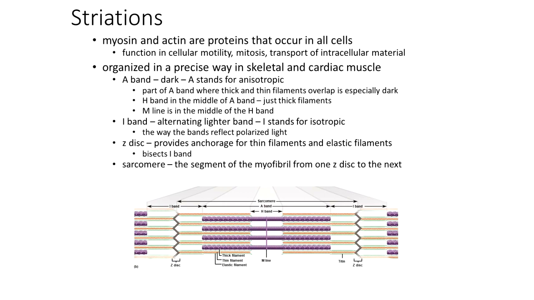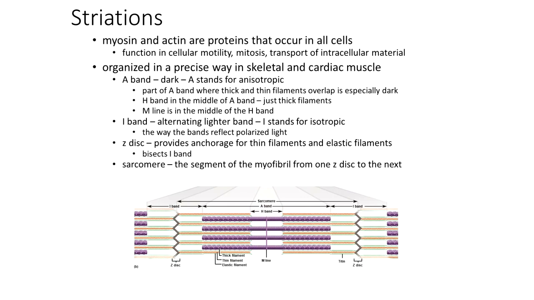Skeletal muscles have striations, and that is because the myosin and the actin are proteins that occur in all the cells. They function in cellular motility, mitosis, and transport of intracellular material. They are organized in a precise way in skeletal and cardiac muscle. So remember, smooth muscle does not have striations, but skeletal and cardiac do.